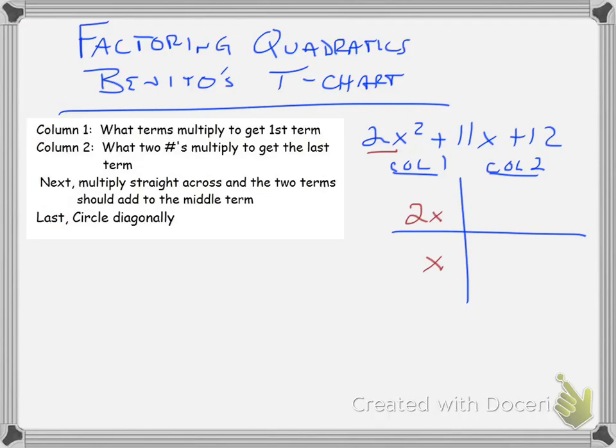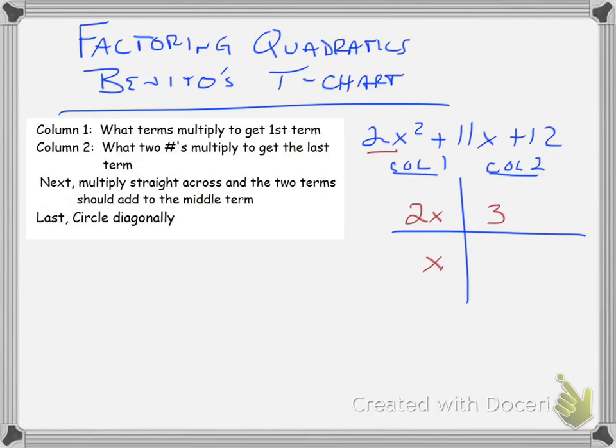Okay? If I put 6 and 2 here, next multiply straight across, and the two terms should add up to the middle term. So when I multiply straight across here, that's going to be 12x, this would be 2x, and when I add those, they combine to be 14x, which is not my middle term. So what that means is that 6 and 2 are not the correct ones. So I have to find the right combination of numbers.